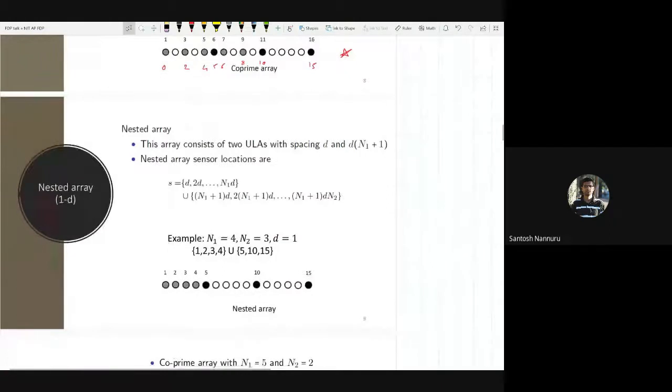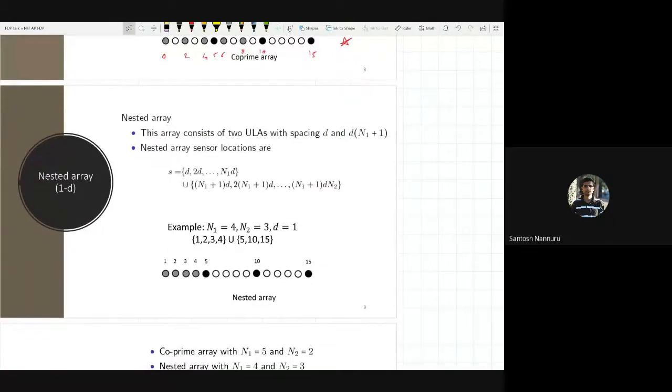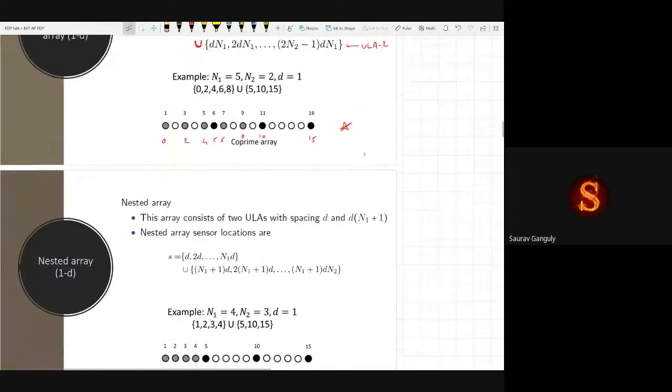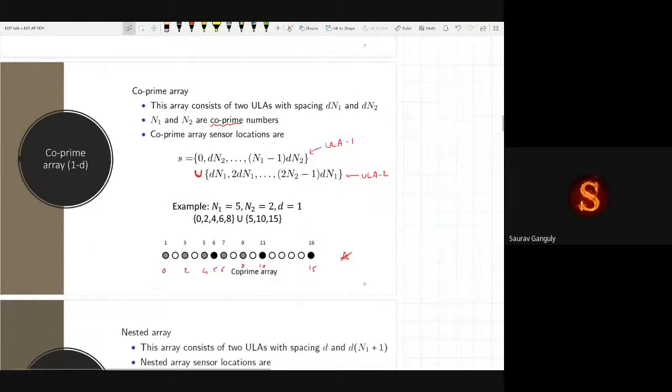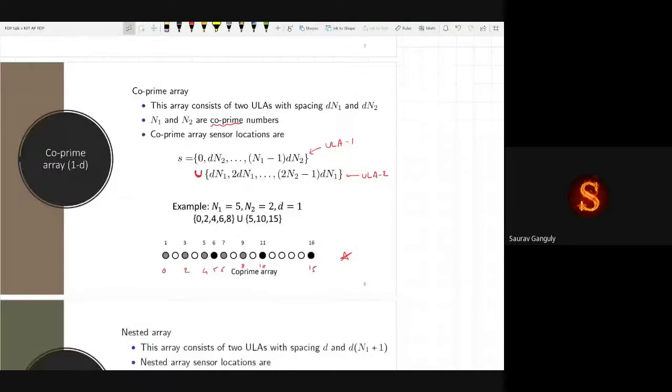Next is the nested array. This is again you take two ULAs and merge them. Sir, may I ask one question regarding that coprime array that you designed? It seems that between the 0th sensor and sensor number 2, the distance is greater than lambda by 2. So how can we handle spatial aliasing in this case?